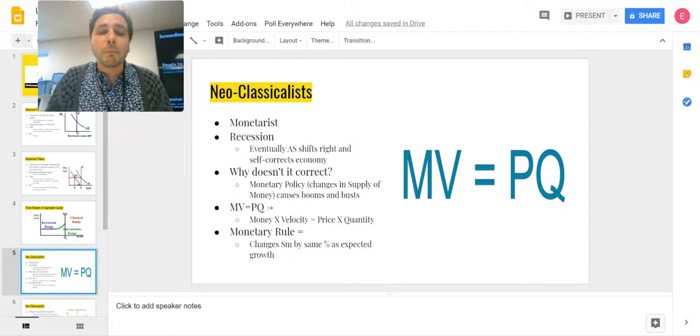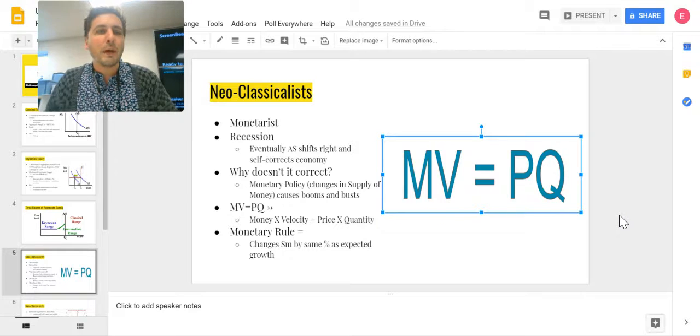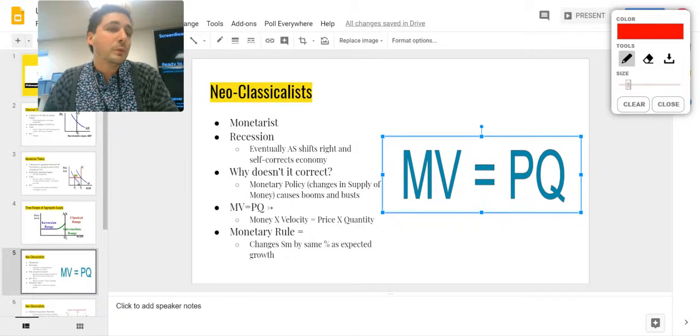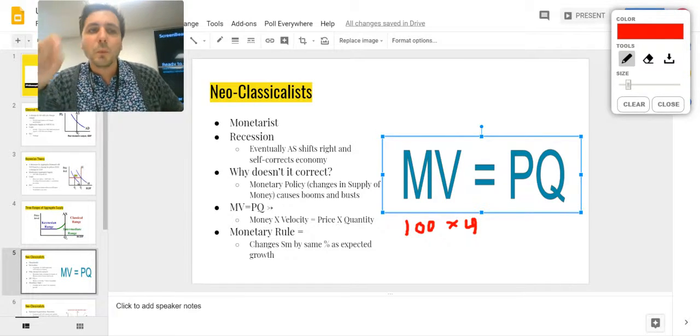They use a very important mechanism or equation to explain that, called the equation of exchange. This is the equation of exchange right here: money supply times velocity equals price times quantity. You will have to figure this out. It's actually pretty easy. Let's say the supply of money is 100. Let's say the velocity of money, so that's times, is 4. Velocity of money is 4. Well, what does that mean? It means every dollar in our economy is going to be spent 4 times within that year.